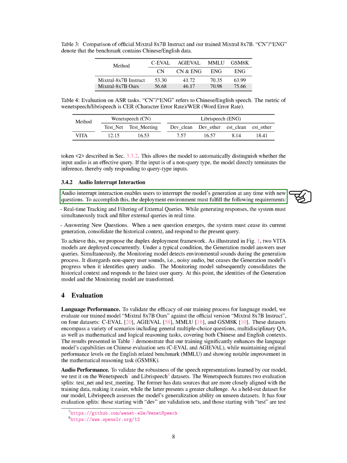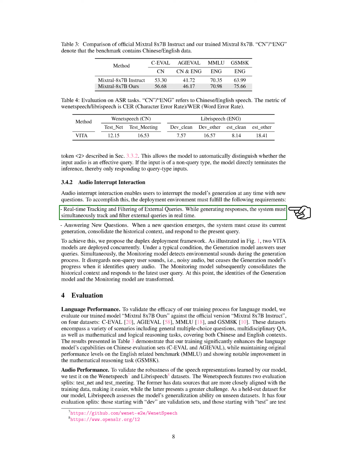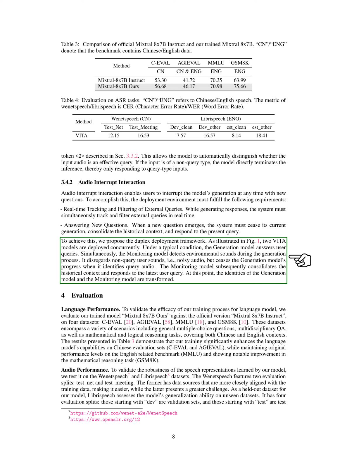For audio interrupt interaction, users can interrupt the model at any time with new questions. This requires real-time tracking and filtering of external queries while the model generates responses. When a new question arises, the system must stop its current response, gather the context, and answer the new query. We propose a duplex deployment framework with two models: a generation model that answers queries and a monitoring model that detects environmental sounds. The monitoring model ignores non-query sounds but halts the generation model when it hears a query, allowing it to respond to the latest question while maintaining context.